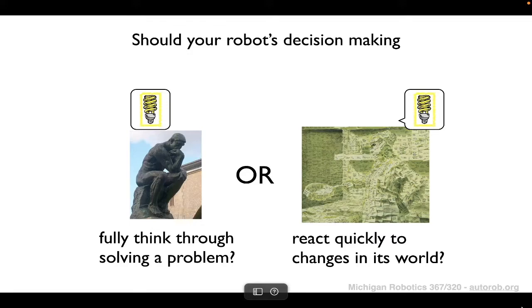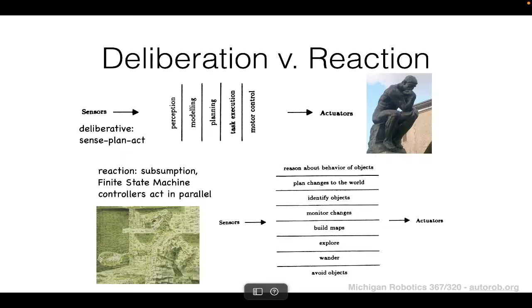Within motion planning, you'll also recall from earlier in the semester that we talked about this distinction between the approaches you could possibly take to plan out decisions. On one extreme, you could fully think through solving a problem and be very deliberative in how you decide to act in the world. On the other extreme, you could react instantaneously to changes that you observe in the world. These two extremes make up this trade-off between deliberative planning and reactive planning that we've looked at in this semester.